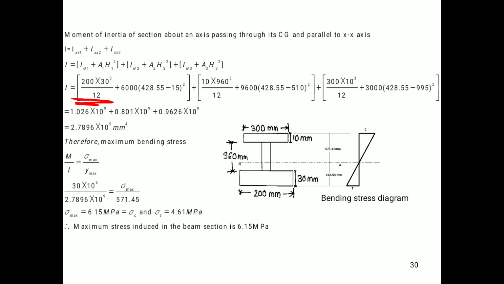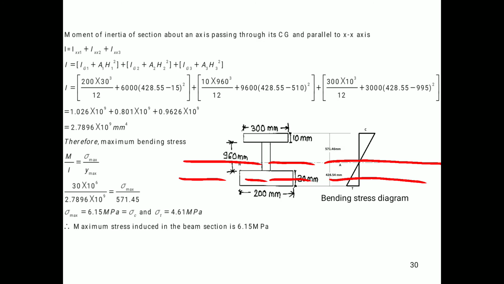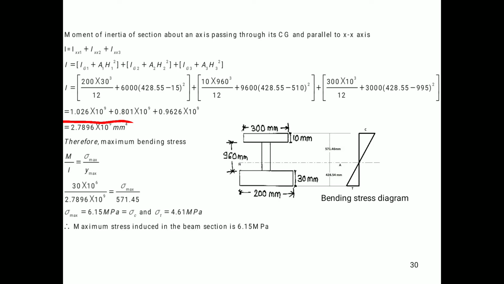Therefore, it will become (428.55 minus 15) square, because this is the centroidal axis of section 1 and this is the neutral axis of the entire section. Therefore, the distance between these two is (428.55 minus 15) square. On solving this equation, we have the moment of inertia equal to 1.026 into 10 raised to 9.